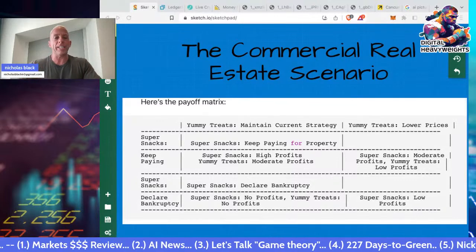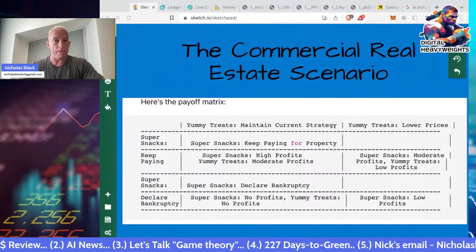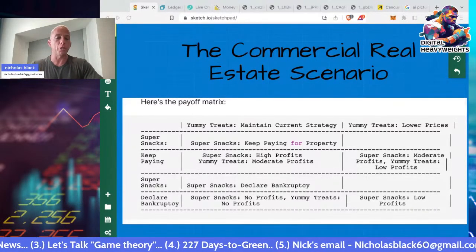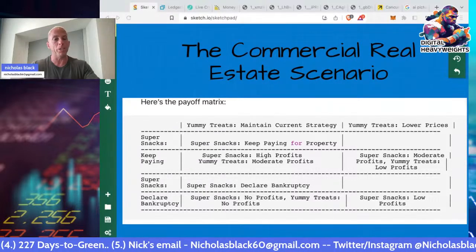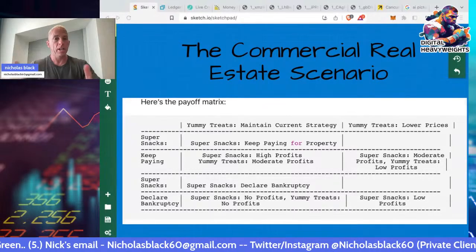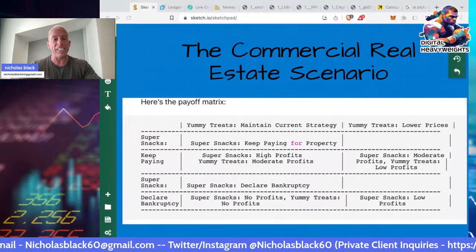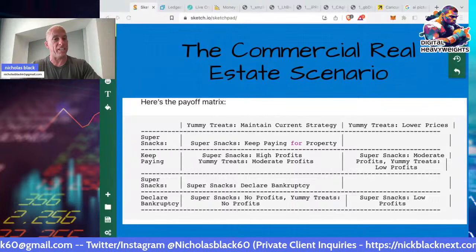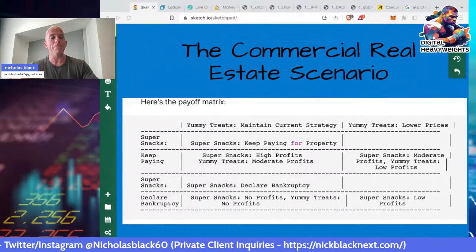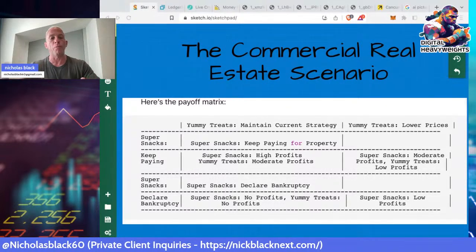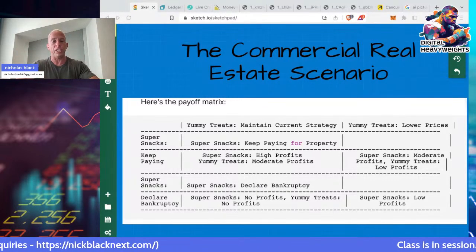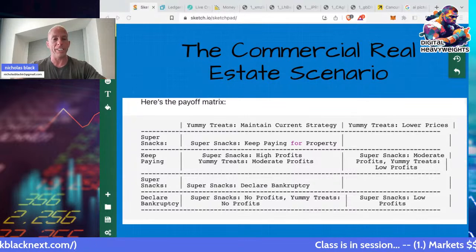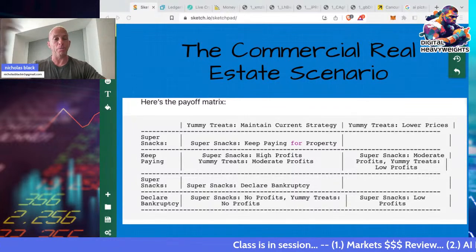If Super Snacks decides to keep paying for the property, they're going to hope that customers will choose their store over Yummy Treats because of this prime location, but they're paying a premium for that. If Yummy Treats sees that Super Snacks is struggling and might close, they might lower their prices and offer more discounts to pull more of the people away from Super Snacks to ensure their demise. And then once they're gone, they could bring their prices back up.